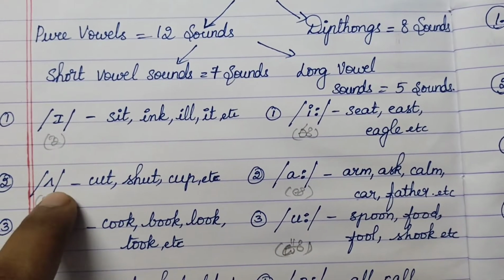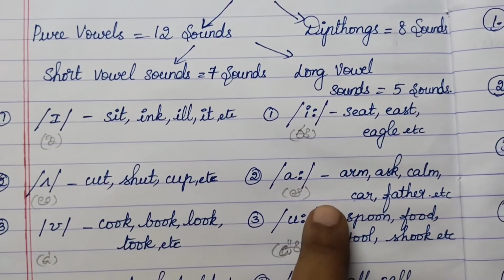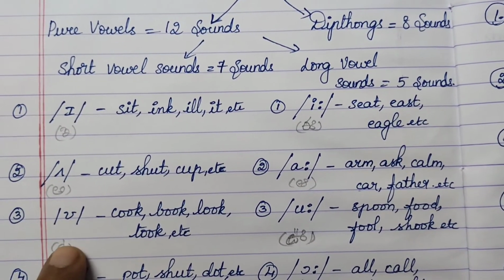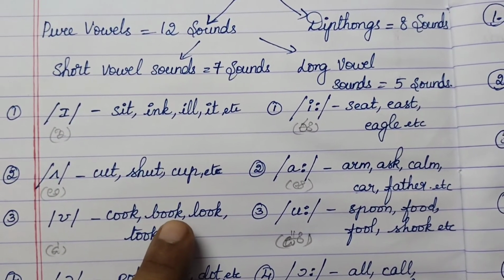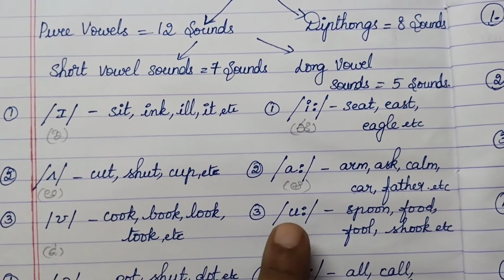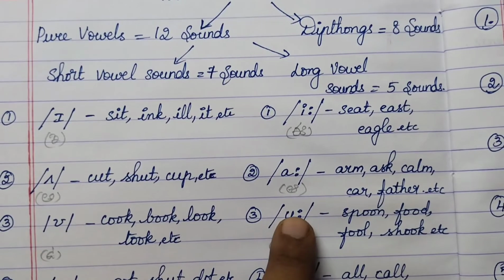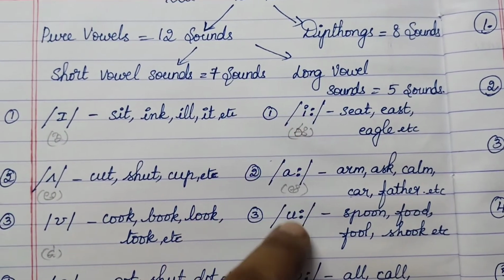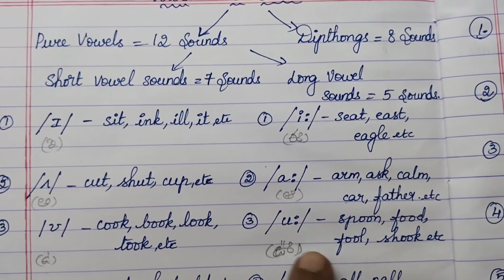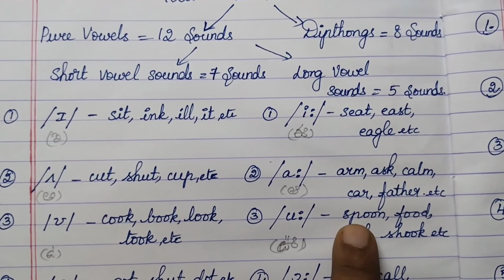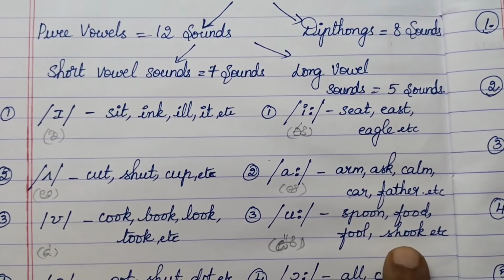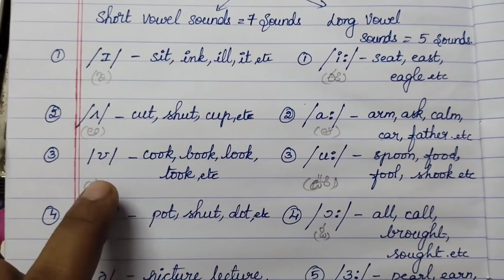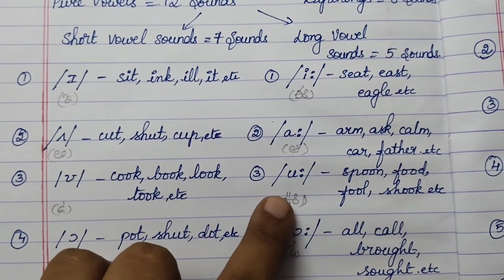This symbol denotes the small A sound. This symbol denotes the long A sound. Coming to U, this symbol denotes the short vowel: cook, look, book, etc. Coming to the long U sound, oo. So U with two dots. As I already told you, long vowel sounds are denoted with two dots. So small U with two dots denotes the oo sound. For instance, spoon, food, fool, shook, etc. You can't say food. So this is the small vowel sound, and this is the long one.